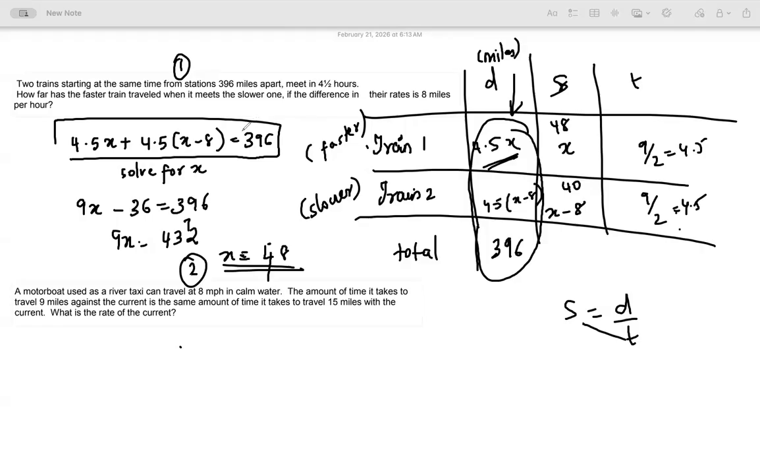How far has the faster train traveled, right? Which is the faster train? 4.5x, you need to calculate. 4.5 times 48. Akshada, you forgot to do that. That's the problem, I feel.